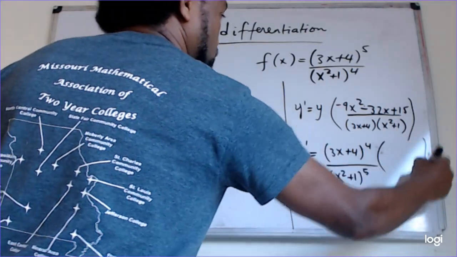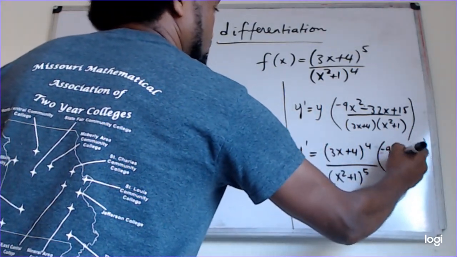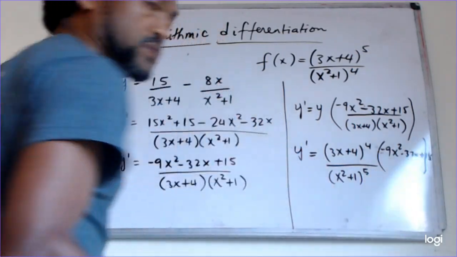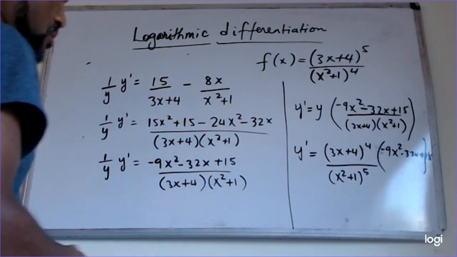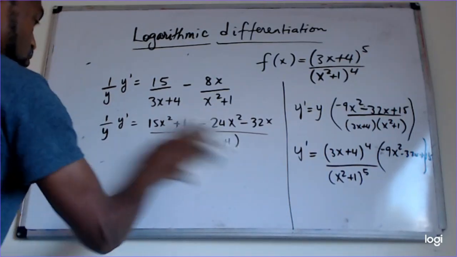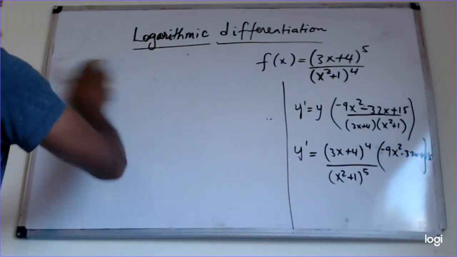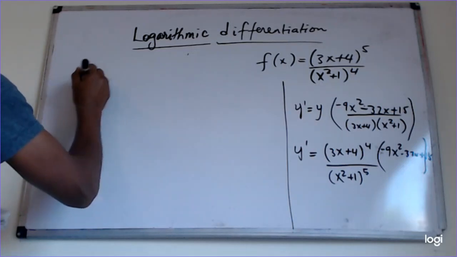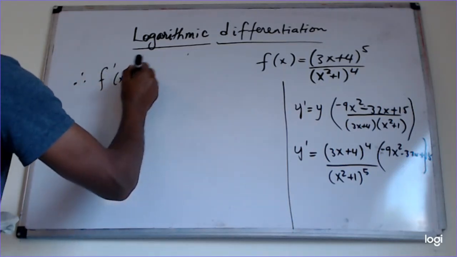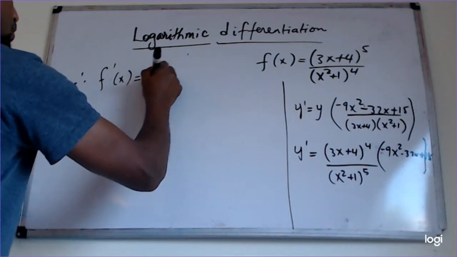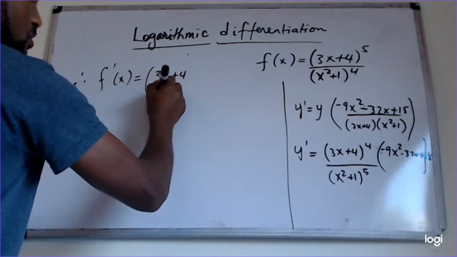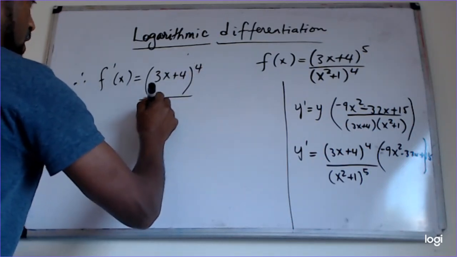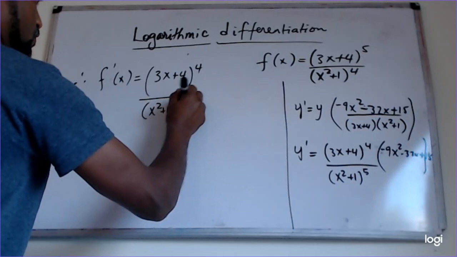And there's a little bit of algebra here. And then, of course, negative 9x squared minus 32x plus 15. Sorry. So that's my y prime, which if I go back to my original notation f, I would say therefore f prime of x will be the same as 3x plus 4 to the power of 4 over x squared plus 1 to the power of 5.